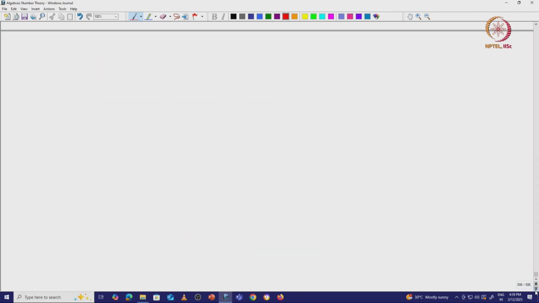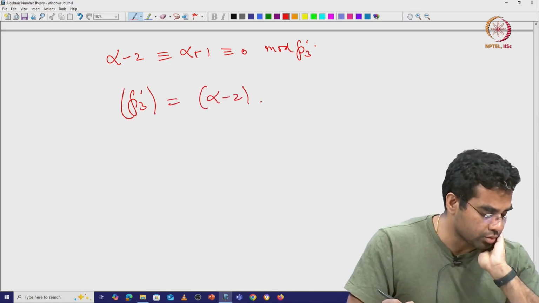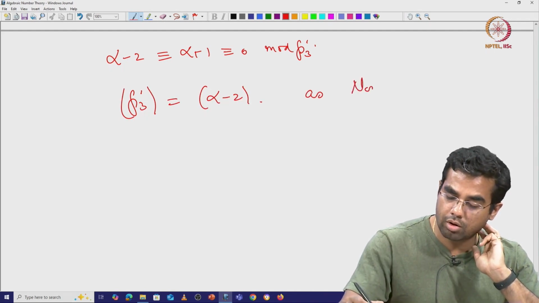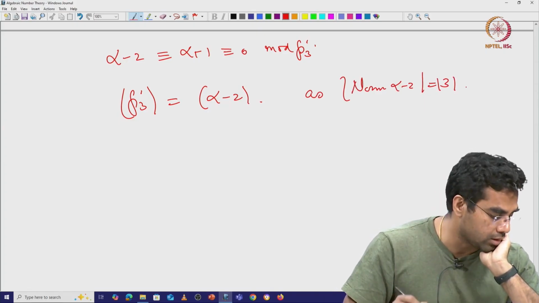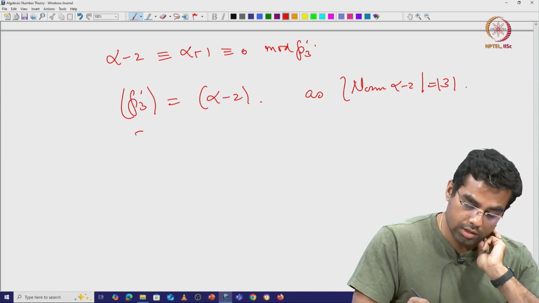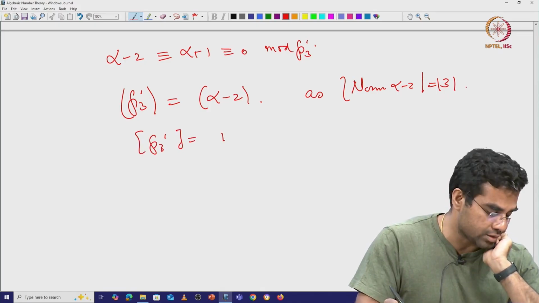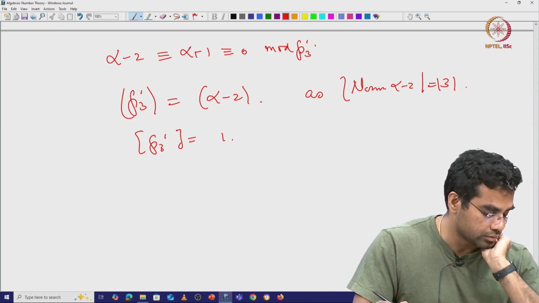Okay. And so, when you put things this way, you get alpha minus 2, which is congruent to alpha plus 1, which is congruent to 0 mod P3 prime. And so, P3 prime is the ideal generated by alpha minus 2, because the norm of alpha minus 2 is the same as mod 3, right. Okay. So, P3 prime has class 1, okay.